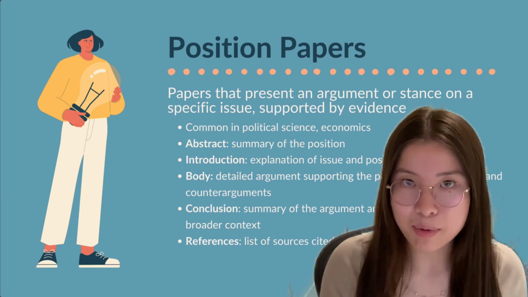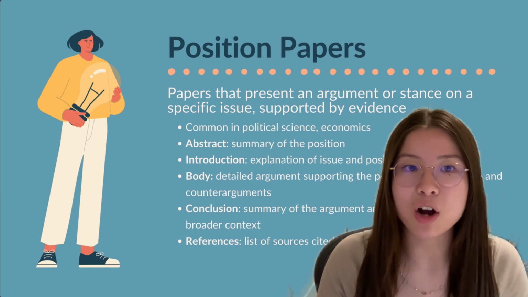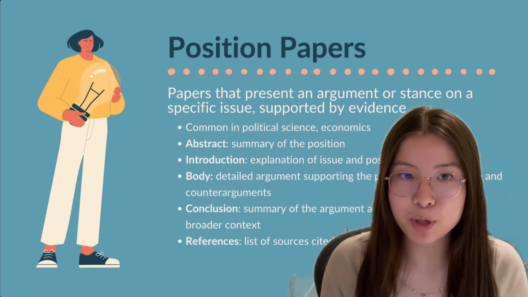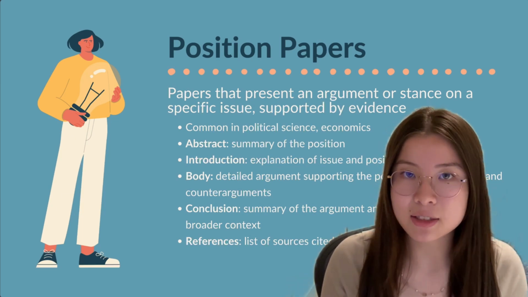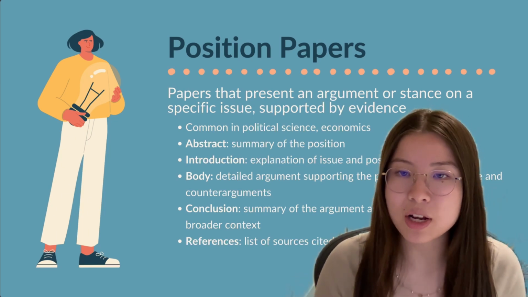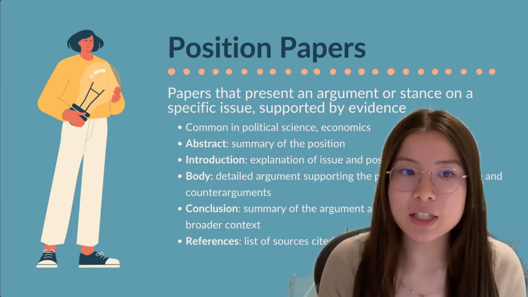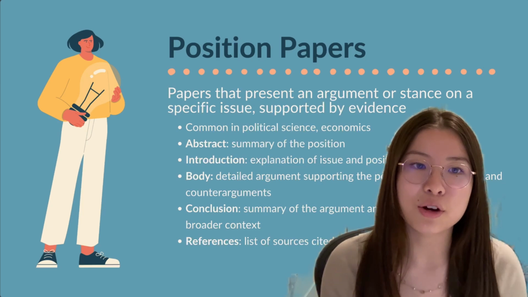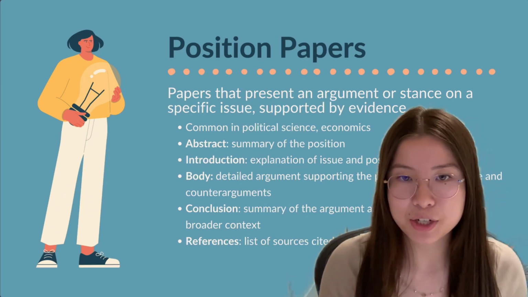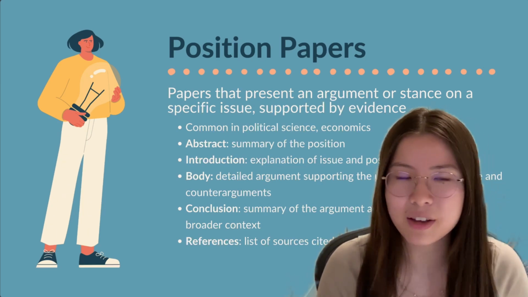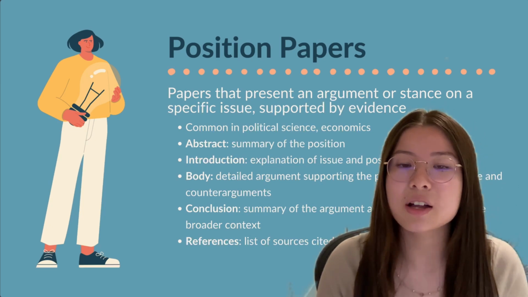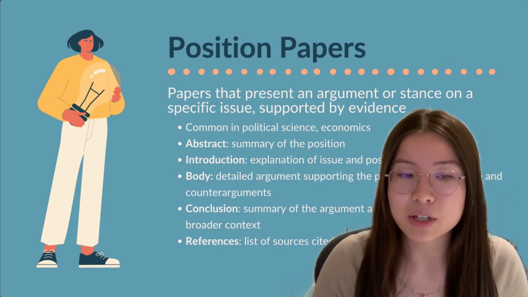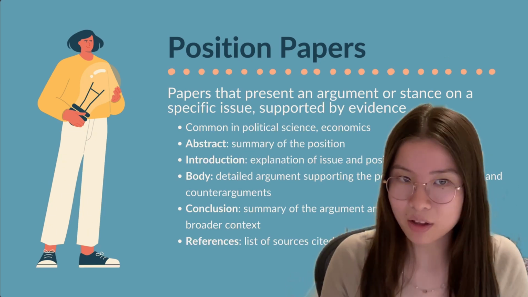And then the last type of paper that we're going to talk about today are position papers. Position papers present an argument or a stance on a specific issue supported by a lot of evidence. These are common in fields like political science and economics. So for instance, you might write a position paper arguing for a specific environmental policy, and then your abstract would basically summarize your position on that policy.